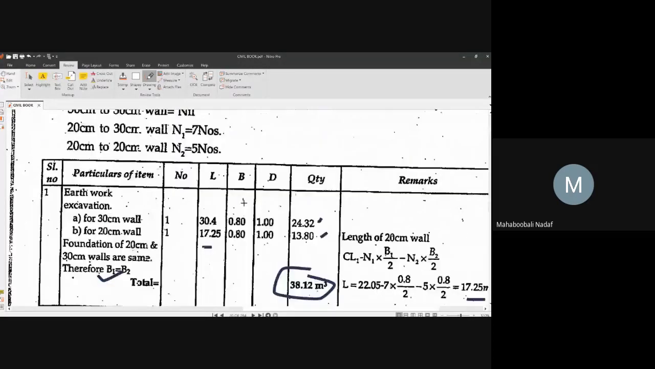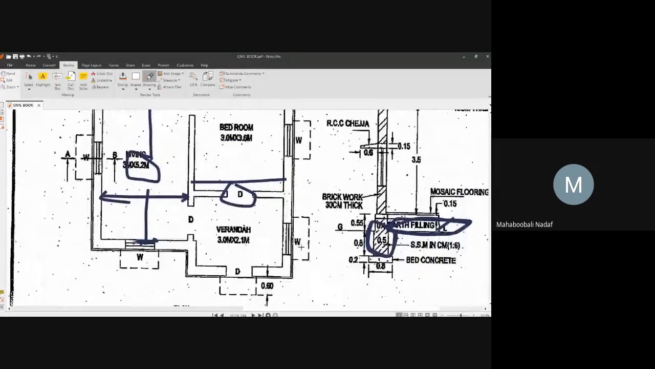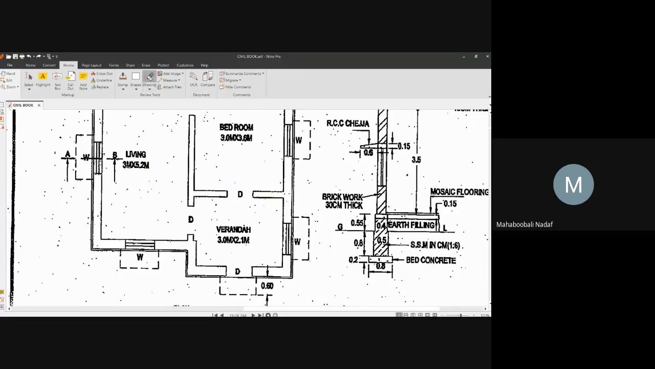Just see here. Okay, now you can see here. From here to here only it is filling, correct? Yes or no? Correct? Because beneath there is the ground level. So from here to here it is 0.55. That 0.55 is fixed for all the rooms.